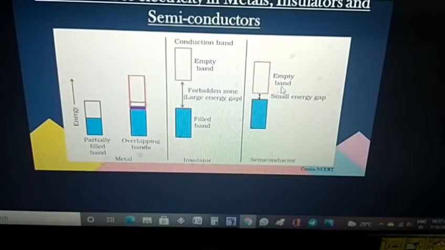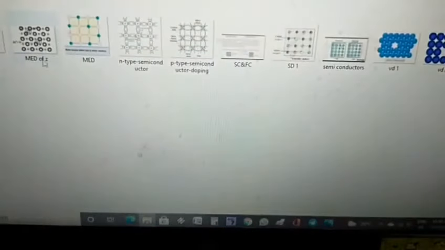So it can be done by adding an electron deficient compound or an electron rich compound to the semiconductors. When we add them, they will produce electron defects in that particular crystal. Due to that, what happened? The conductivity will increase. So what are electron rich impurities and electron deficient impurities?